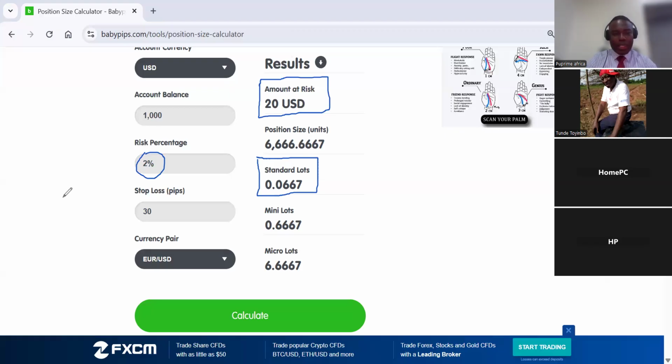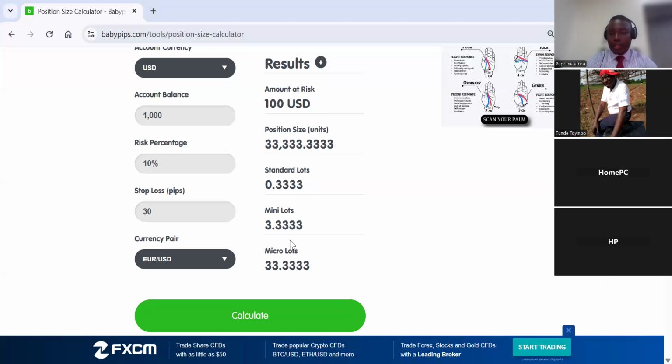Now, let's look at somebody that is risking like 10% of his equity per trade. So we'll put 10% here. We'll leave every other data the same way. I'll click on calculate now, and it will give us the data for a 10% risk. You can see that I've clicked 10%. It means if you're risking 10% of your account, you'll be risking $100 per trade.